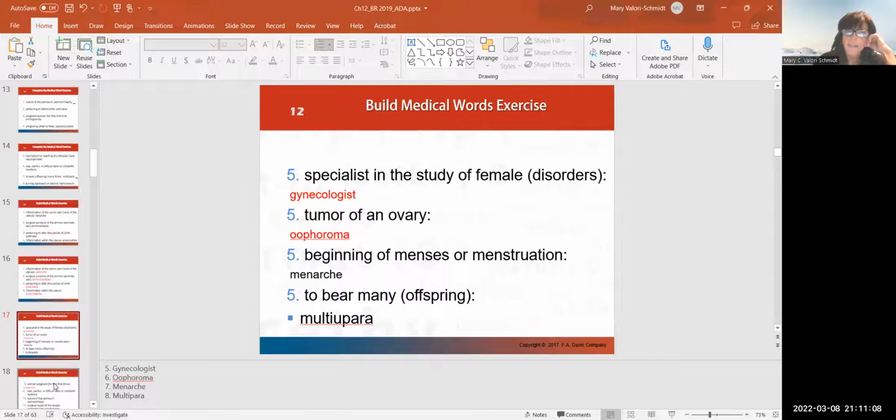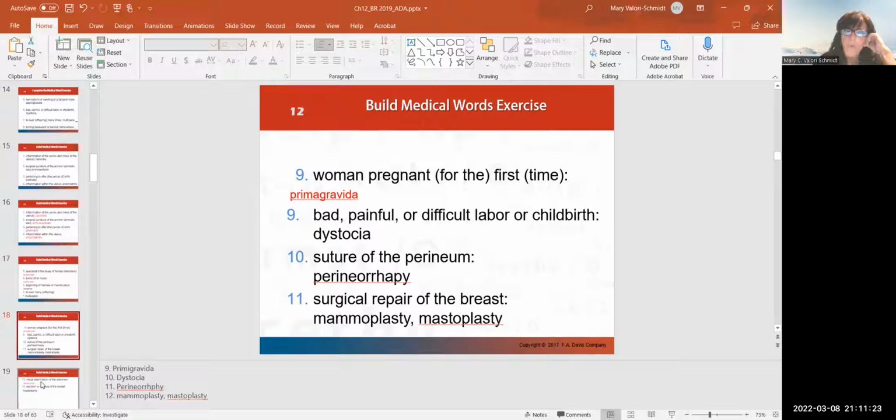A specialist in the study of female disorders is a gynecologist. A tumor of the ovary is oophoroma. The beginning of menstruation is menarche, and multipara is to have many offspring. A woman who's pregnant for the first time is a primigravida. Bad, painful, difficult childbirth is dystocia.